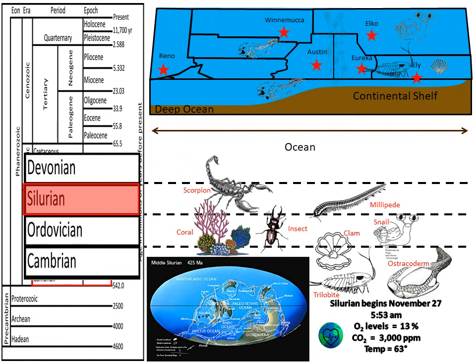November 27th, 5:53 a.m. marks the beginning of the Silurian. The Silurian time period is when arthropods such as millipedes and scorpions start to make the transition to land. Millipedes and scorpions are among the first organisms to make the transition to land.